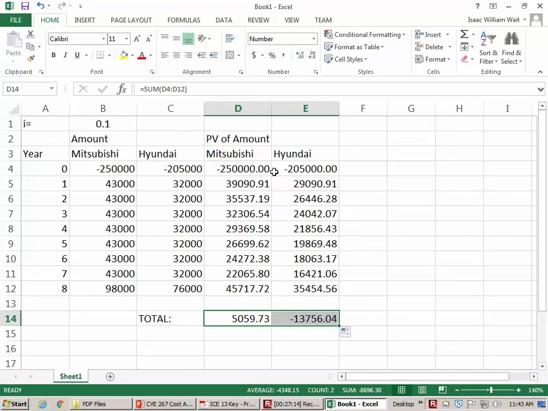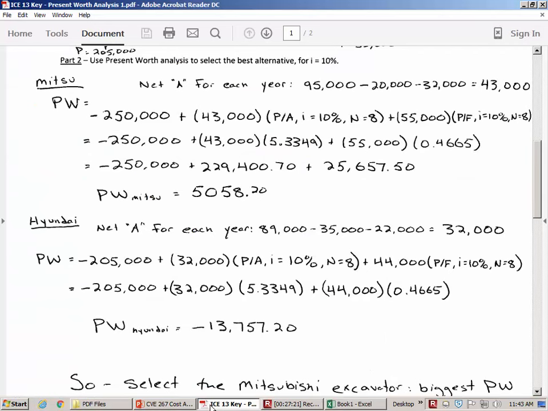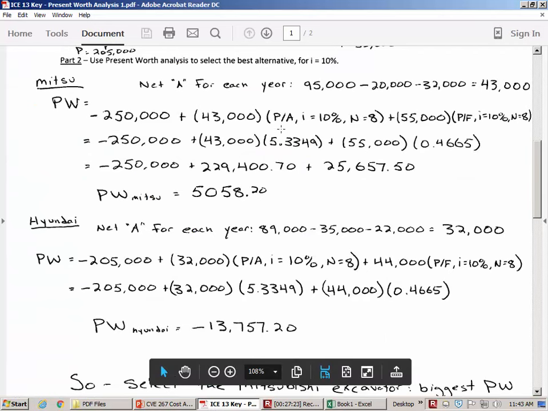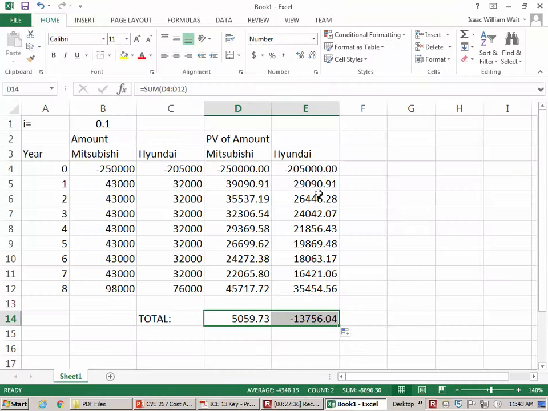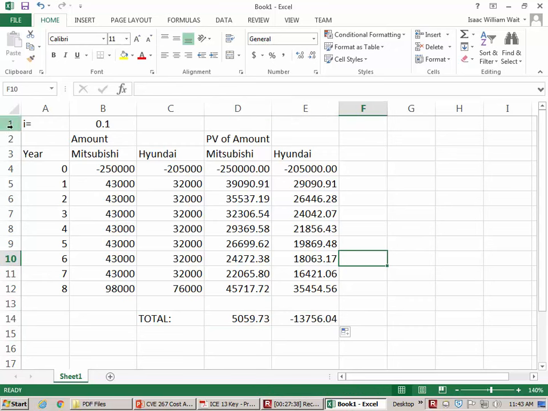Yeah, this is doing it exactly. This is with no round-off error. And when we did it on the table, back to our solution, we were rounding off, for example, the P/A factor to 5.3349, and the P/F factor was only to 4 digits of precision. So we get unlimited precision when we use Excel. So this is exact. All right.